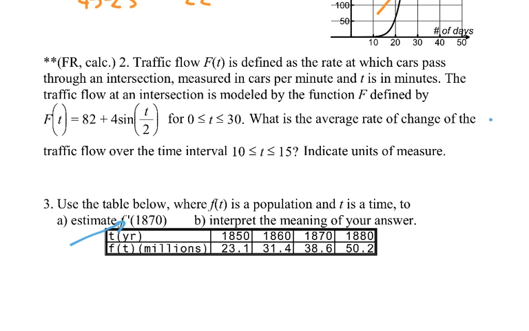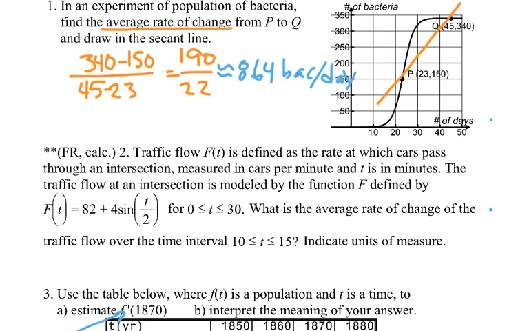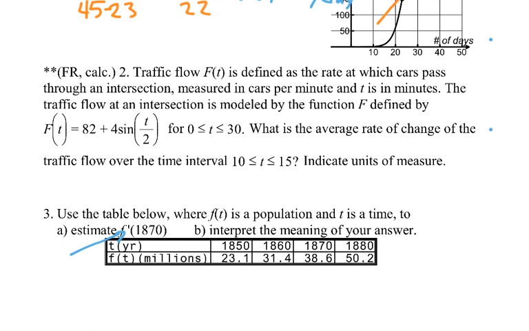this one talks about traffic flow. In the first one, we're given a graph. So that's the way that they represent the equation in the first question. In the second question, we're given an equation. And then in the third question, you can see that we're given a table. So lots of different representations of functions here.